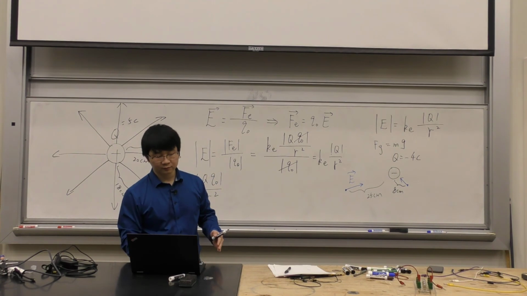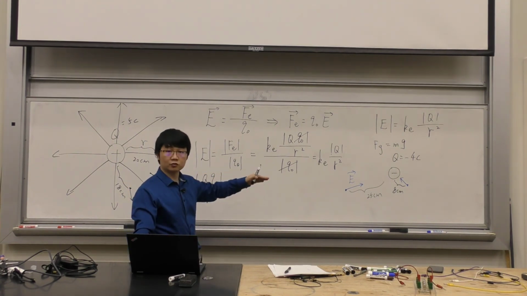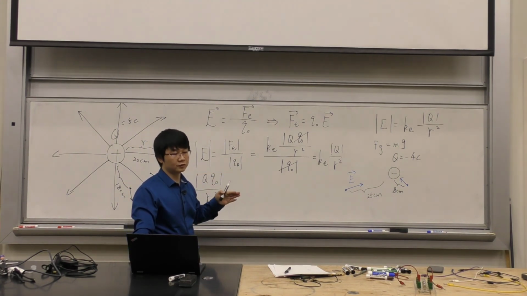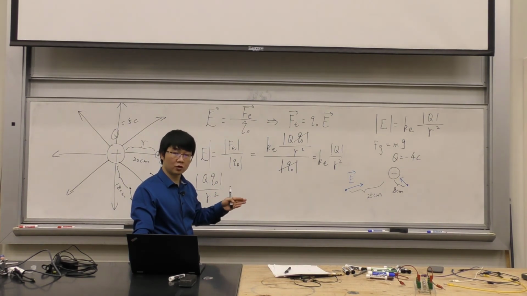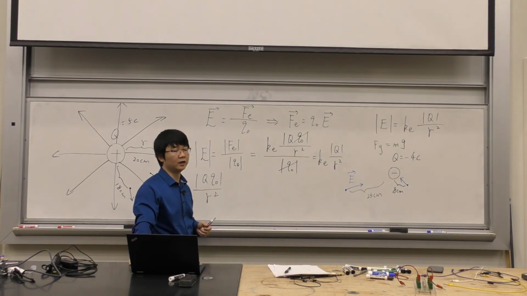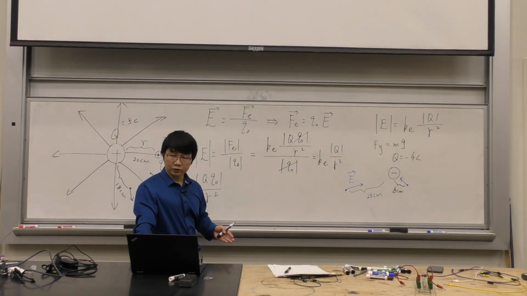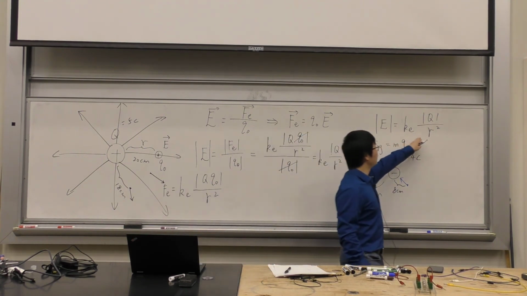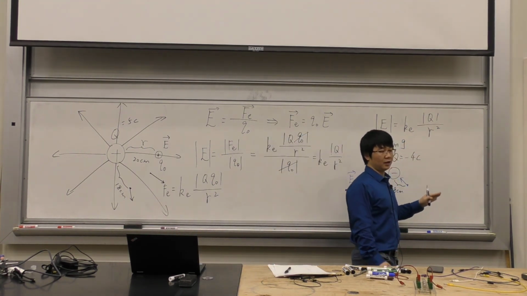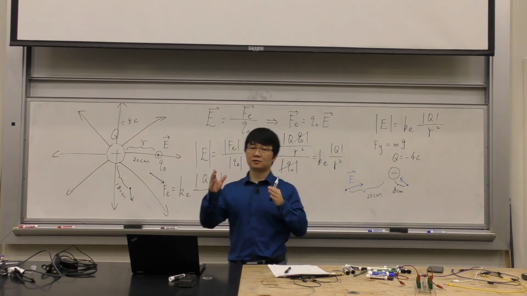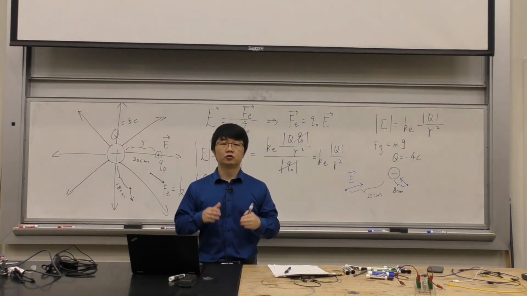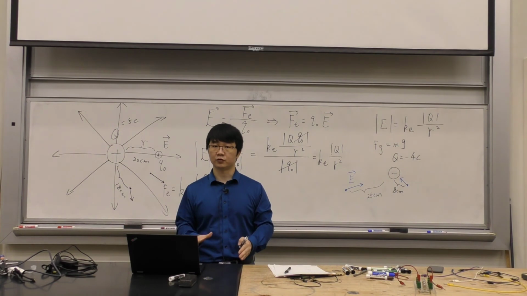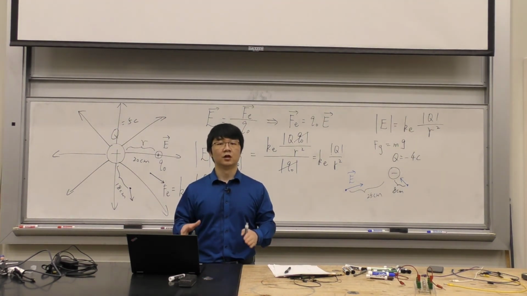So direction depends on the sign of the source charge, right? If the source charge is positive, you draw an arrow away from the charge, radial outward. If it's a negative charge, you draw an arrow toward the charge, radial inward. Magnitude, always this equation. All you need is the source charge and the distance from the source charge to the point you want to calculate the electric field. Okay, we're done. That's the theory for a point charge.